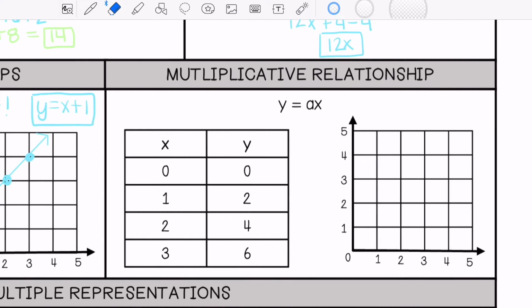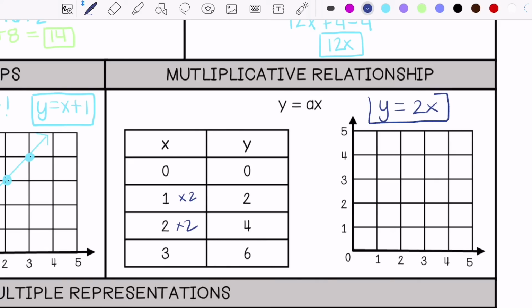And I have a multiplicative relationship. What is being multiplied by x? It looks like it's times 2. So this is y equals 2x. With multiplicative relationships, the graph does go through the origin. So we start at 0, 0.